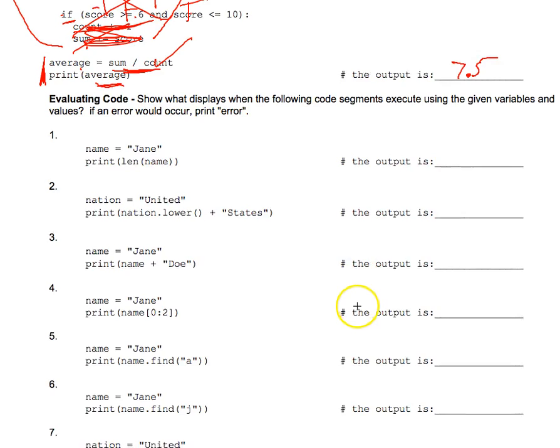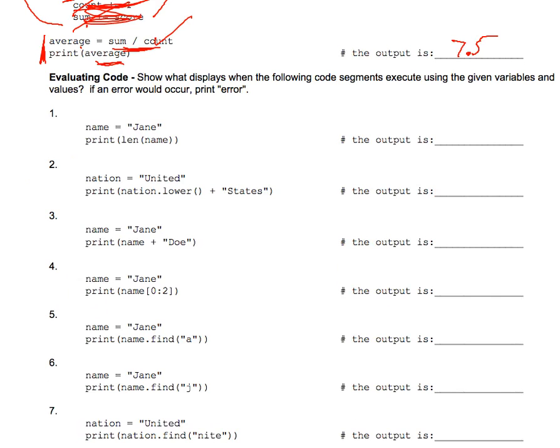Okay, let's do this section here, the exam. We have some string variables, and if there's an error, you should write error over here. Let's proceed. Work from inside the parentheses out. The variable name is equal to Jane. So the len of Jane as a string variable, the length is 1, 2, 3, 4. 4 letters are there. So we're printing the value 4.